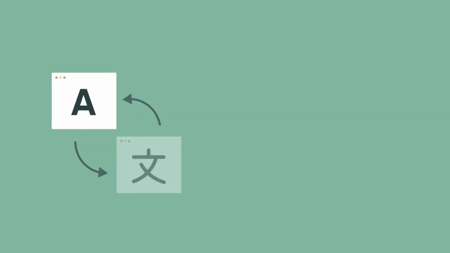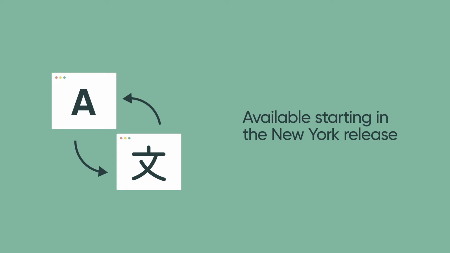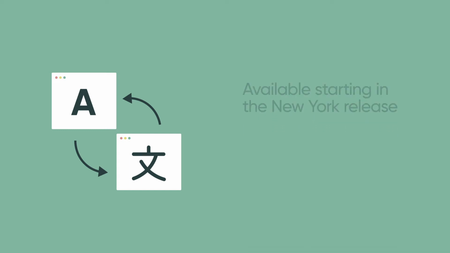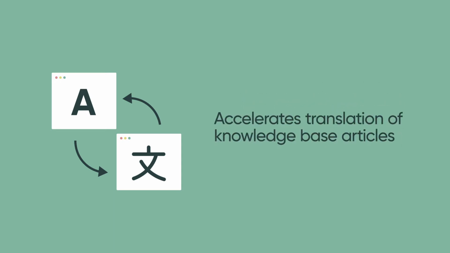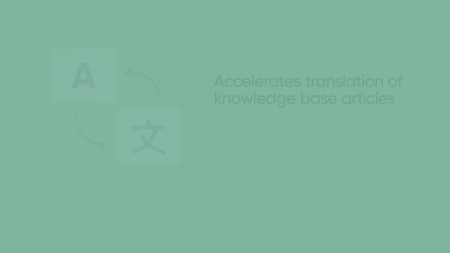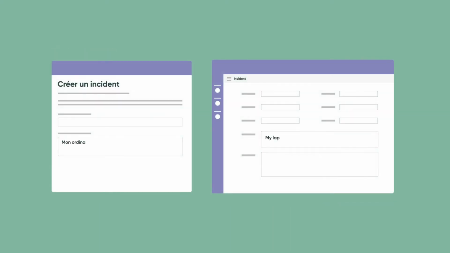Dynamic translation, which was released in New York as a platform feature, is a service that removes language barriers by translating forms and activity streams in real time. It also accelerates the translation of knowledge base articles. When a user enters data, it is translated in real time, reducing incident resolution time.